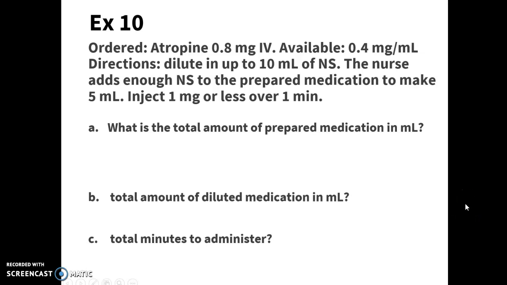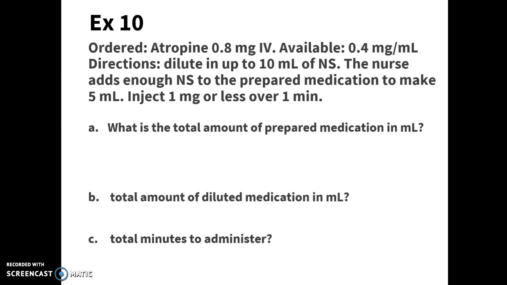Example 10 says we have an order for atropine 0.8 milligrams IV. Available, it comes 0.4 milligrams per milliliter, but your directions say to dilute it in up to 10 milliliters of normal saline. The nurse adds enough normal saline to the prepared medication to make 5 milliliters. Inject 1 milligram or less over 1 minute.